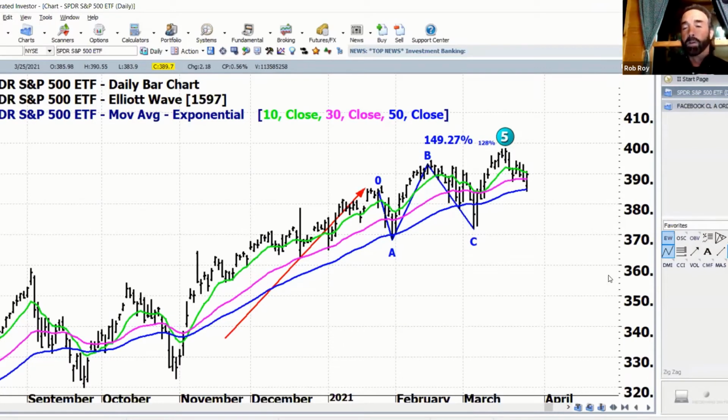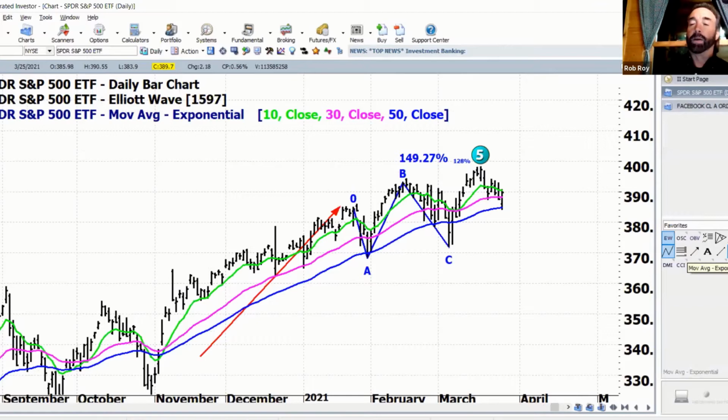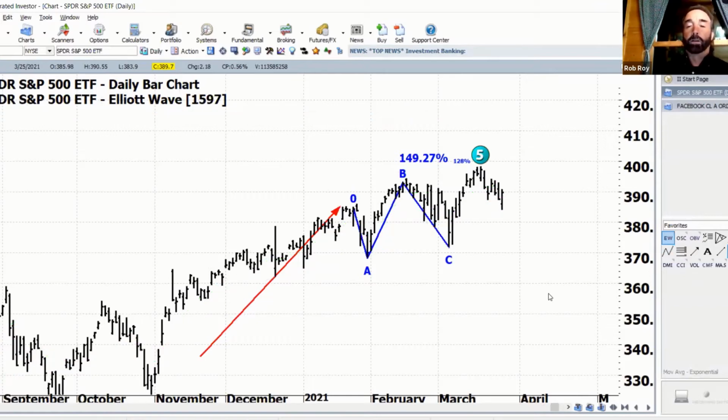I'm going to take the moving averages off just for the moment and then come back, because I want to show you in a clear viewpoint, a clear chart, what could be occurring right now. So what does that look like? We had a completion of the zigzag, went into the flat. So that was a corrective pattern following the completion of the zigzag.